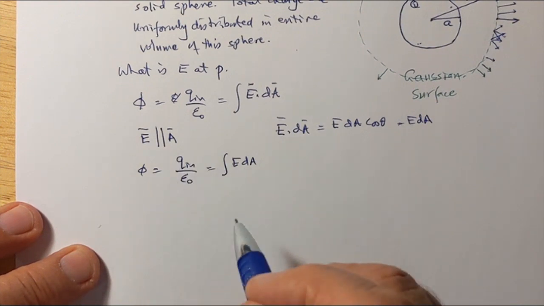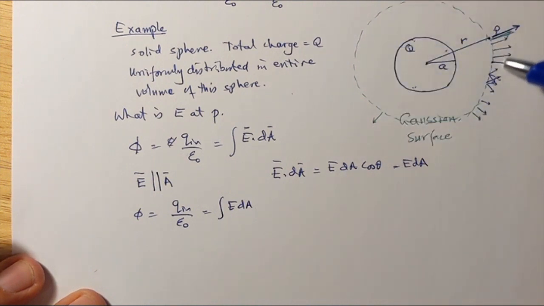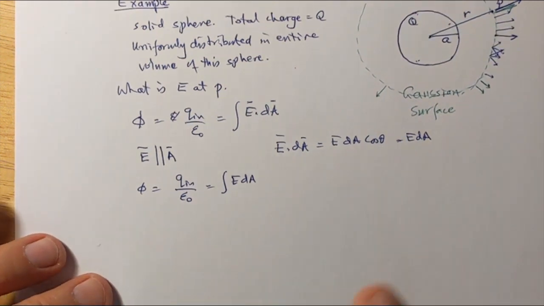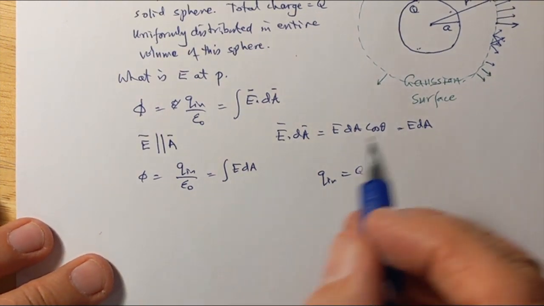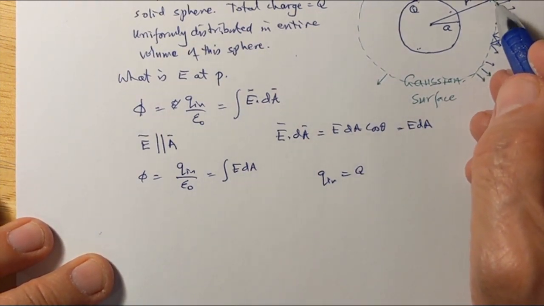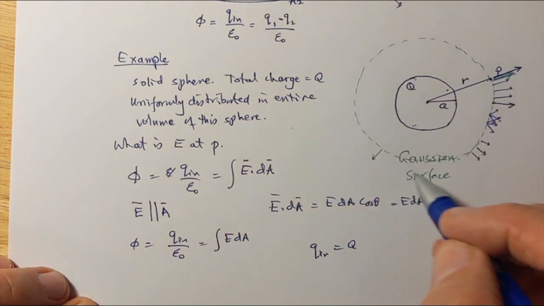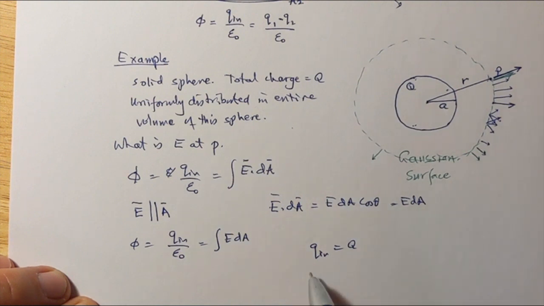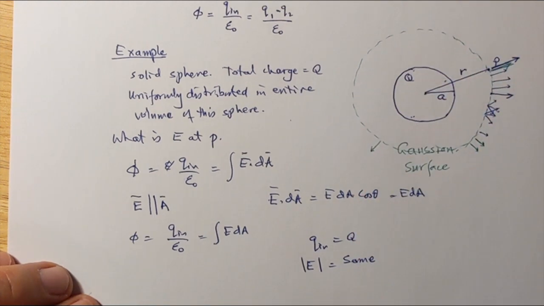Now we'd like to find these terms. So what's Q in? By definition, Q in is the charge that's inside the Gaussian surface, and that is equal to Q. So Q in is simply our total charge. The electric field, well, that's what we're looking for. But we know that the electric field is pointing outwards, and also because of symmetry, the electric field has to have the same magnitude everywhere. So the magnitude of the electric field has to be the same over the entire Gaussian surface because of symmetry.